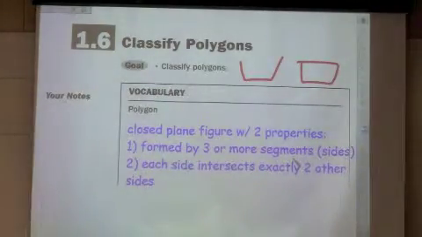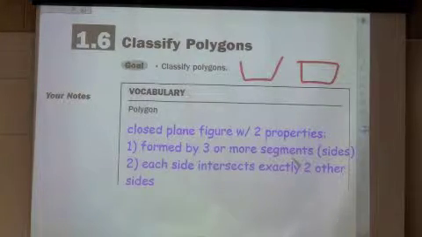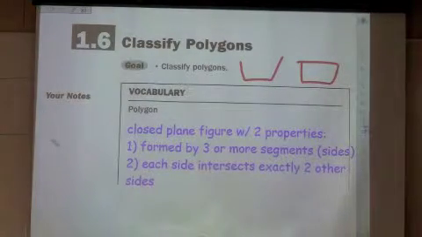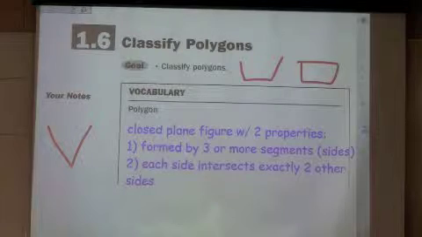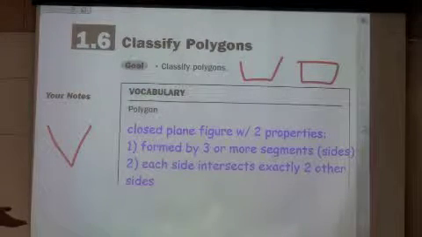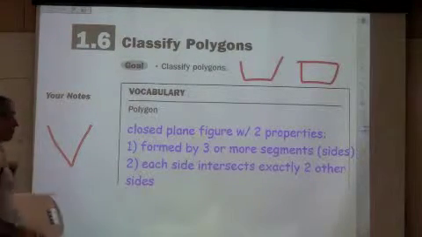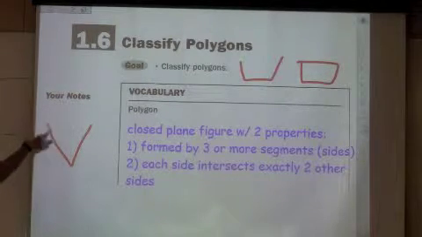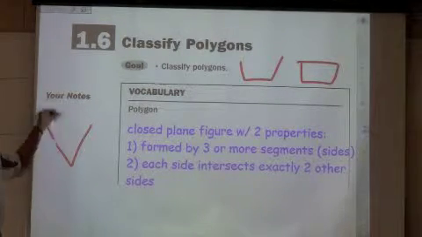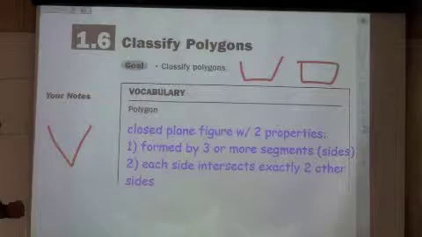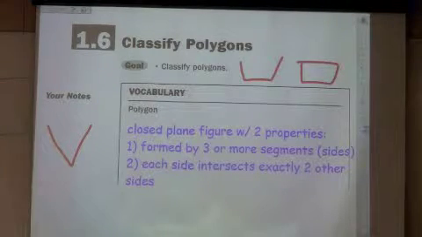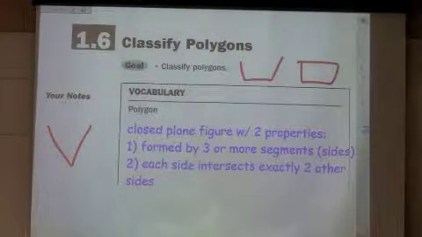Two properties of polygons, though. You have to have 3 or more segments. You can't only have 2 sides, because then your figure would have to be open. If you only have 2 sides, it would have to be open, and we're saying a polygon has to be closed. And each side can only intersect exactly 2 other sides.